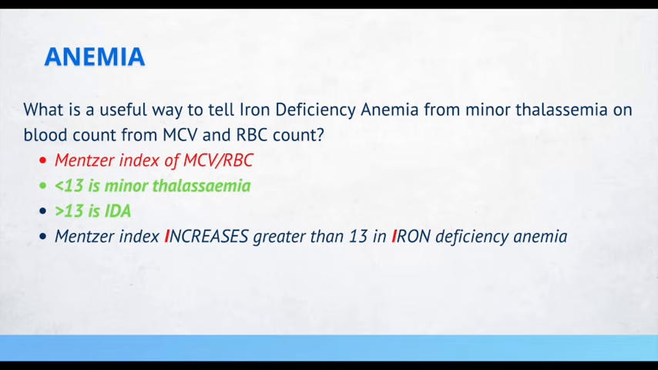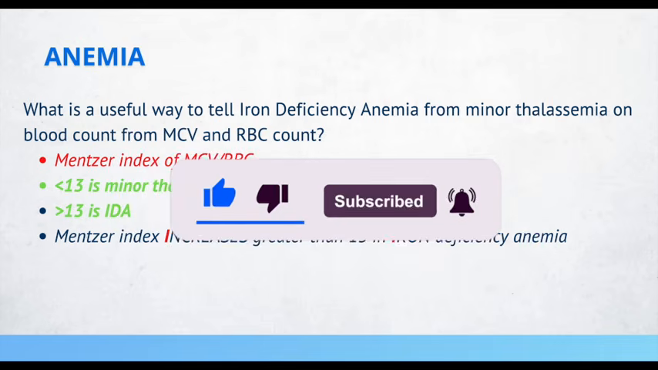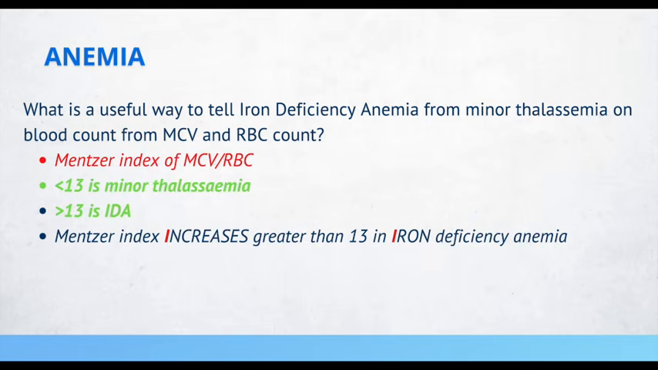So, let's say that a patient presents with mixed clinical features of iron deficiency anemia and thalassemia. One way of distinguishing between these conditions is by calculating the Mentzer index. So if it's less than 13, this is minor thalassemia. If it's greater than 13, it's iron deficiency anemia. And you can calculate this index by dividing the MCV by the red blood cell count. So how I remember it is by using the eyes. So the index increases greater than 13 in iron deficiency anemia.